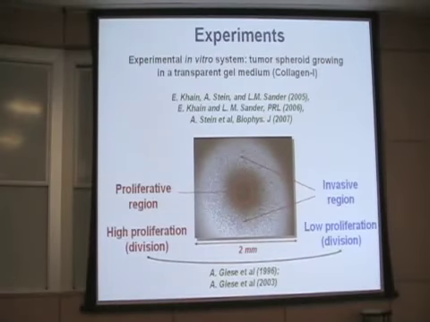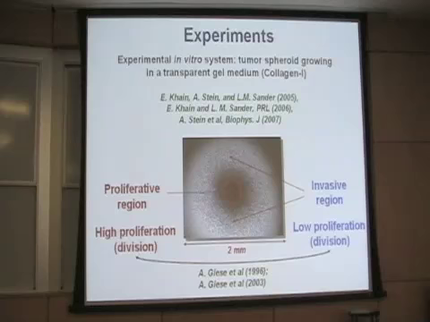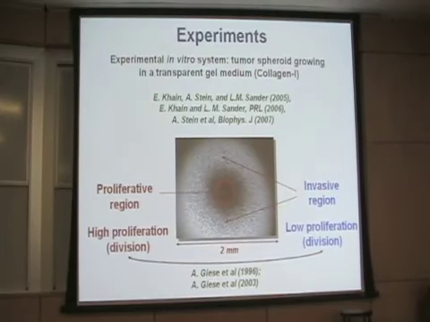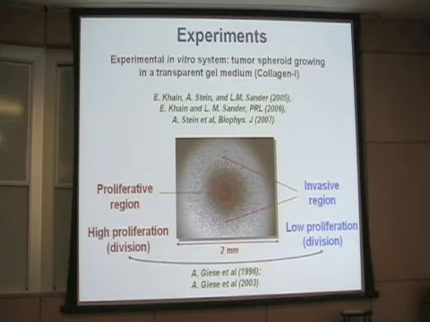In order to study this, people perform experiments in vitro. In those experiments, for example, one can put a small tumor spheroid of about 500 microns in diameter in a transparent gel, for example collagen gel, and just follow the dynamics of growth, to see how it grows.